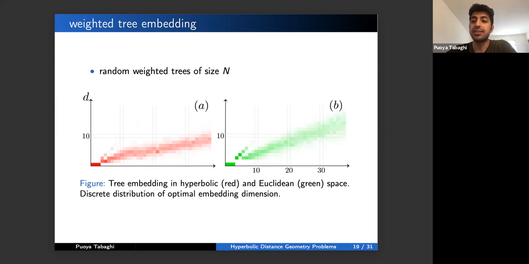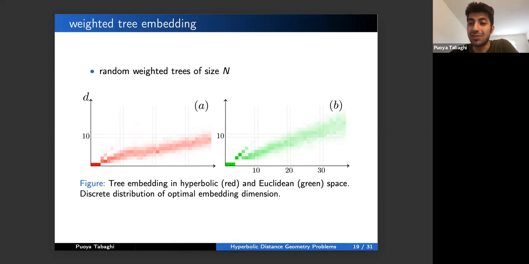And so for each realization, for each random tree, we have a specific optimal embedding dimension for hyperbolic and Euclidean. And here you see the y-axis is embedding dimension, and this is basically the distribution of embedding dimension. Red is for hyperbolic embedding, green is for Euclidean embedding, and the x-axis is the number of points in the tree. So the optimal embedding dimension for Euclidean spaces is growing faster than for hyperbolic spaces.